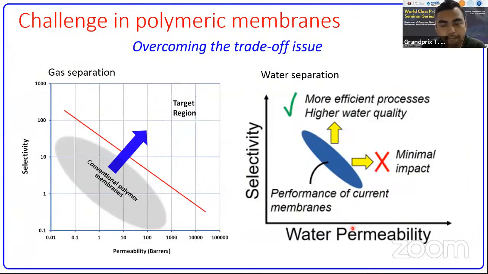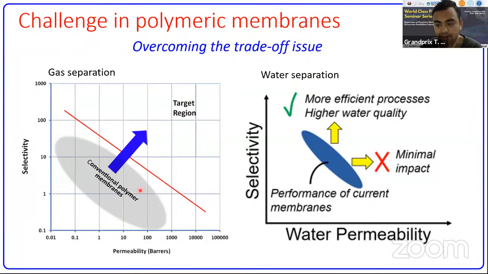However, there are many challenges in polymeric membranes. One of the most discussed, one of the biggest issues in the use of polymeric membranes is the trade-off issue. You can see here if we plot the selectivity versus the permeability, as you know, selectivity and permeability are the 2 main factors in the separation performance. Conventional polymer membranes have a trade-off issue. If we have a highly selective membrane, the permeability will be very low.